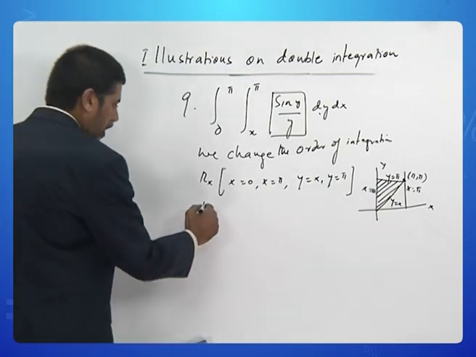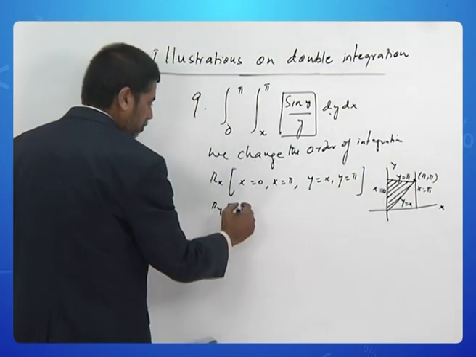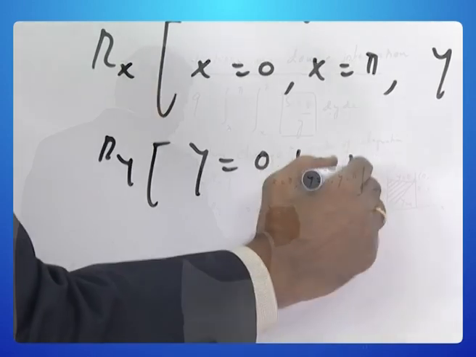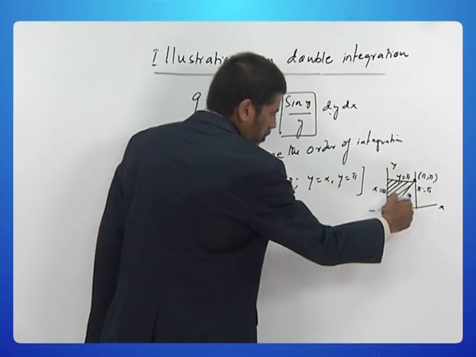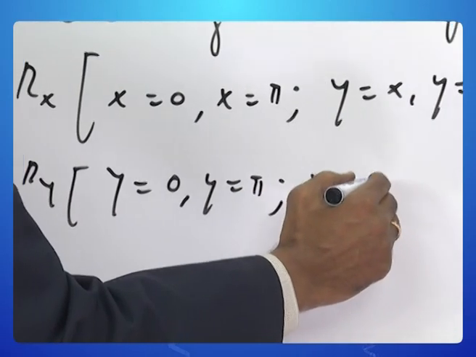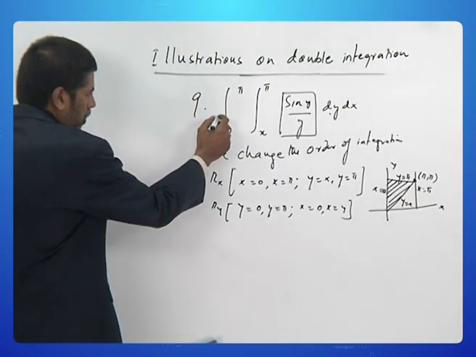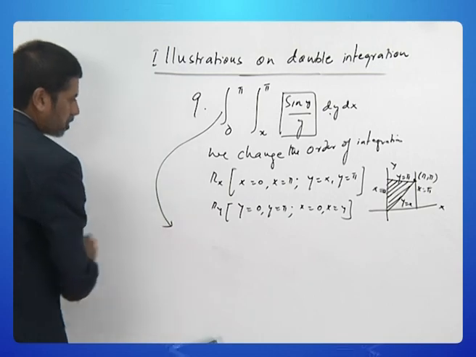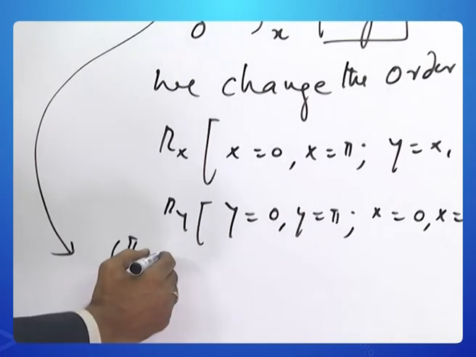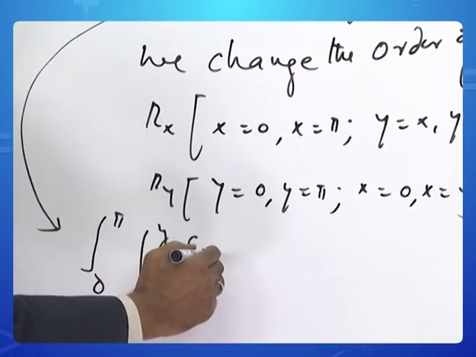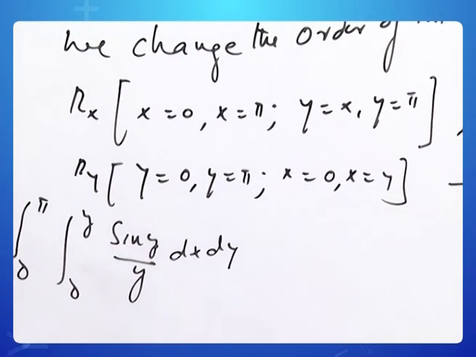So when you see this in Ry, y varies from 0 to pi, x varies from x is equal to 0 to x is equal to y. So this integral will change and will have 0 to pi. I am writing these limits, 0 to y, sin y by y. The changed order is dx dy.